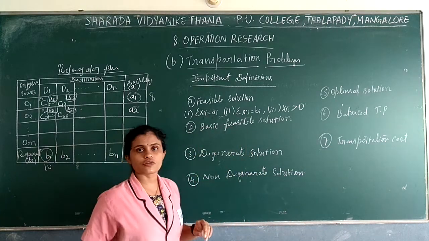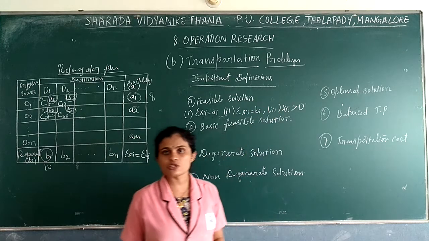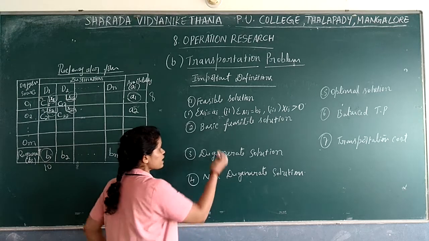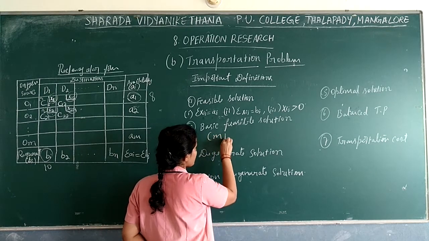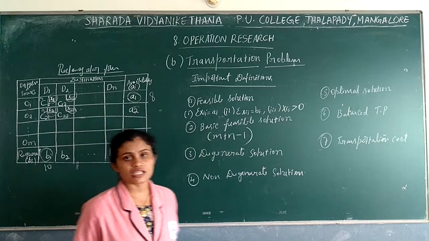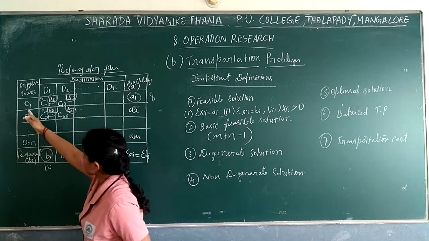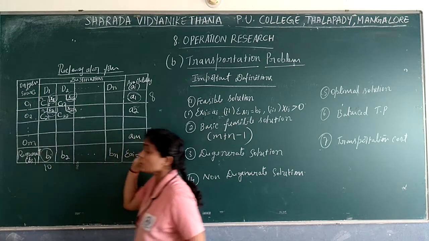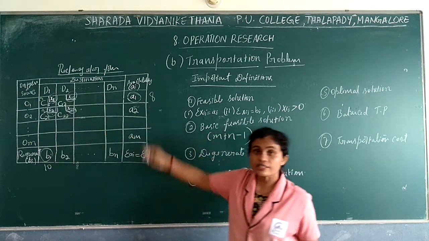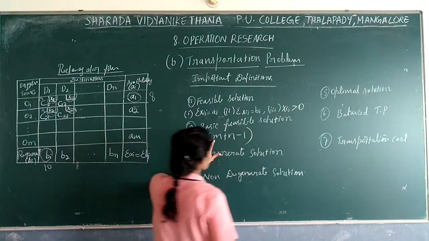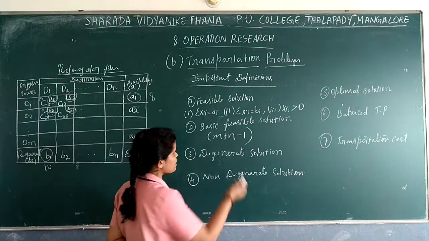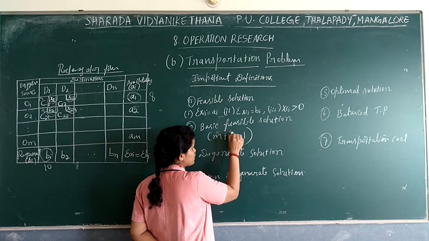Then the basic feasible solution. Here it is a feasible solution, and what is a basic feasible solution? Here one more rule is there, that is m plus n minus 1. What is m? M is nothing but the row. M is the number of different origins or sources, and n is the number of different destinations. M is source and n is destination. For a better understanding, you can take m as the row and n as the column.